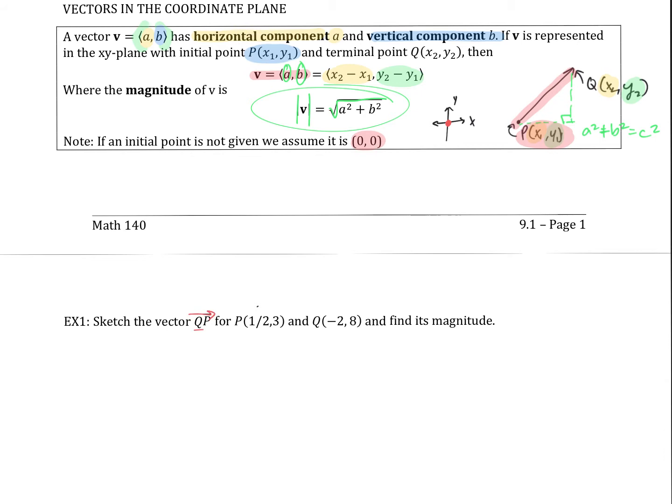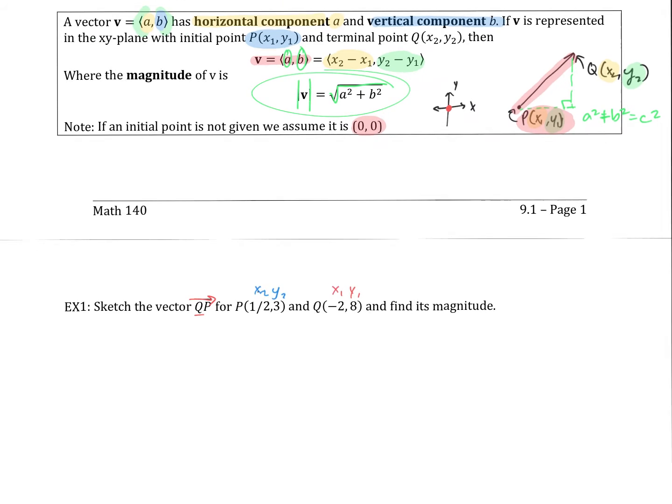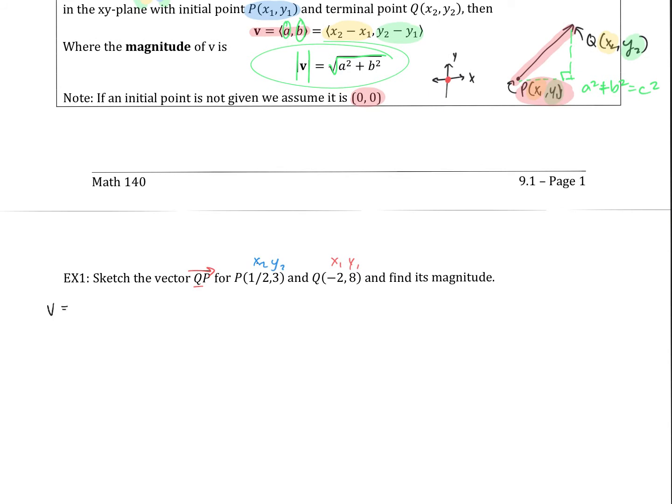So starting with Q. Q is going to be my initial, so that means these are going to be my x1, y1. And P will be my terminal, so x2, y2. Alright. Plugging that into our equation, we get v equals, and our x2 is going to be a half minus our x sub 1, comma, and then our y sub 2 is 3 minus our y sub 1, which is 8. So that'll be a half minus (-2), which will be 5 over 2, and then -5. So that is my vector v.